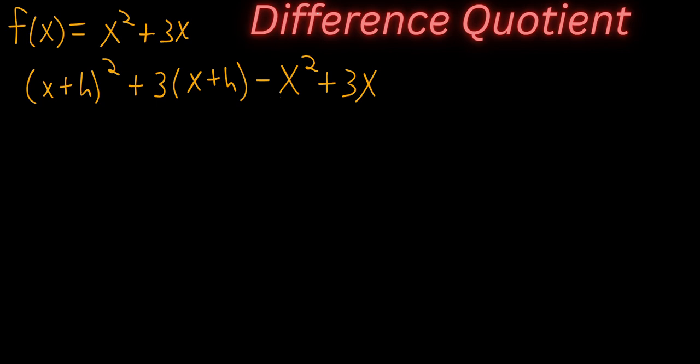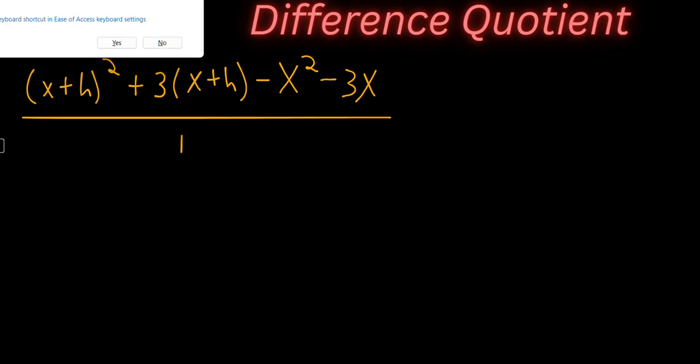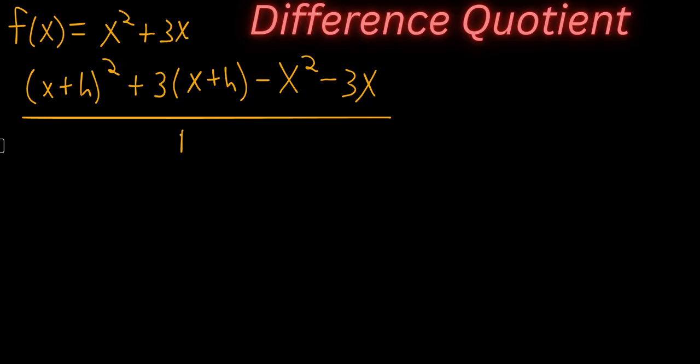Well, we can go ahead and distribute it, so let's do that. We have minus x squared minus 3x. Let's go ahead and distribute that. And all of this is going to be, sorry about that, all of this is going to be divided by h.